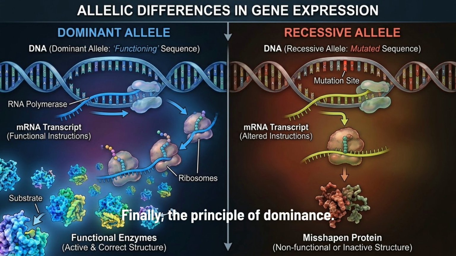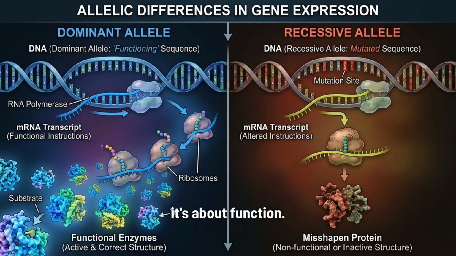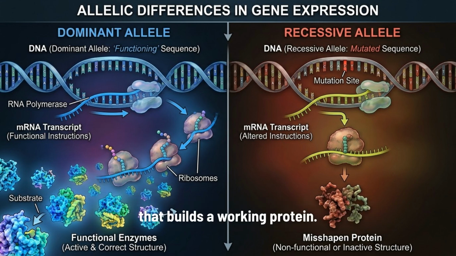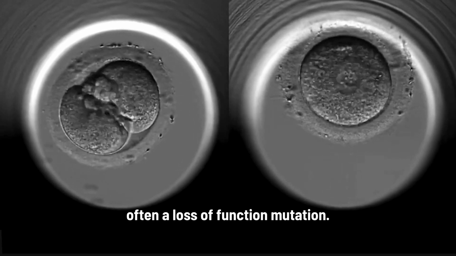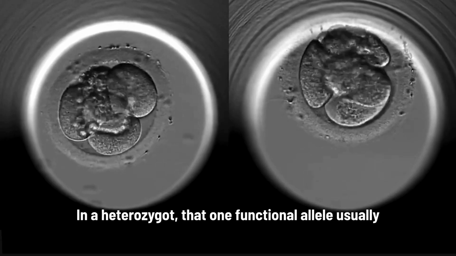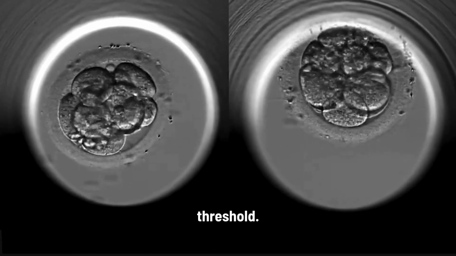Finally, the principle of dominance. In the noir of the cell, dominance isn't about strength, it's about function. A dominant allele is typically a wild-type blueprint that builds a working protein. A recessive allele is often a loss-of-function mutation. In a heterozygote, that one functional allele usually produces enough protein to reach a phenotypic threshold.